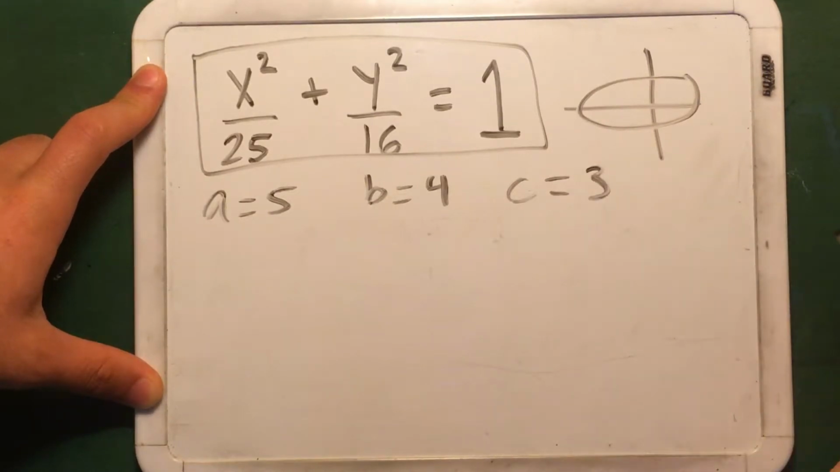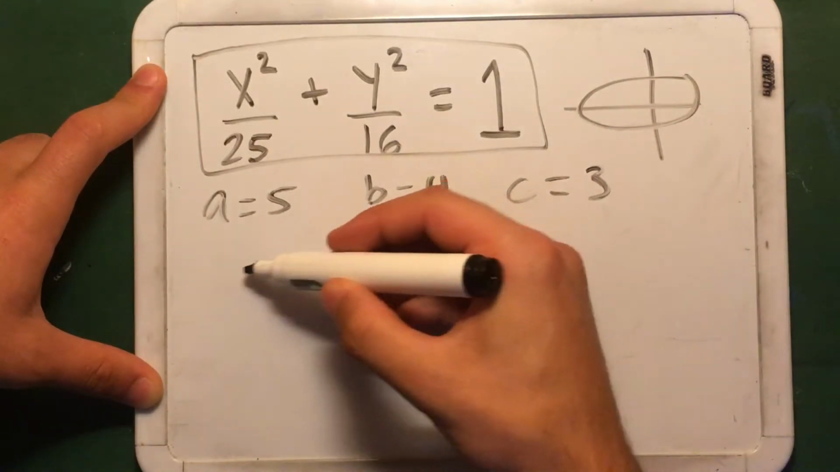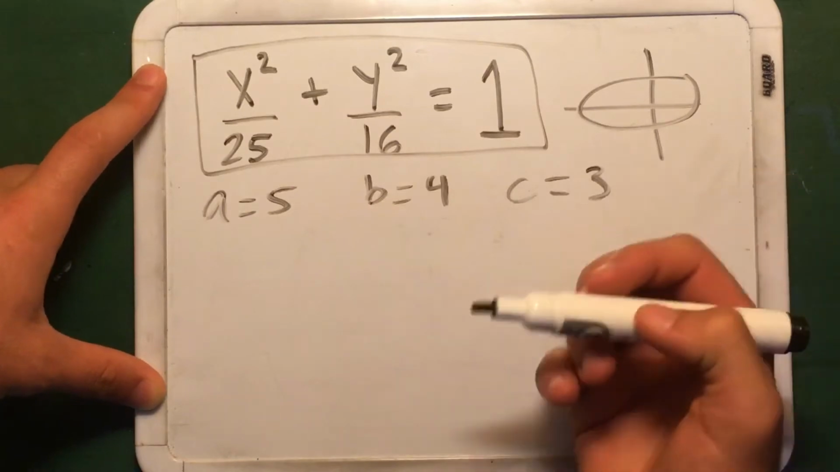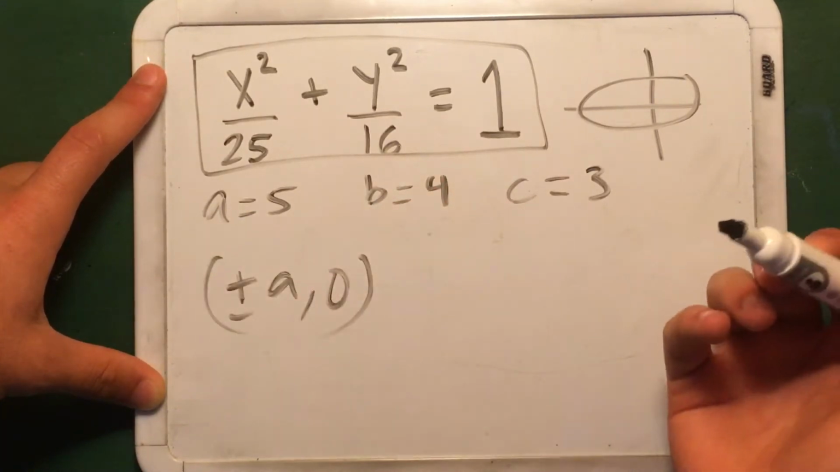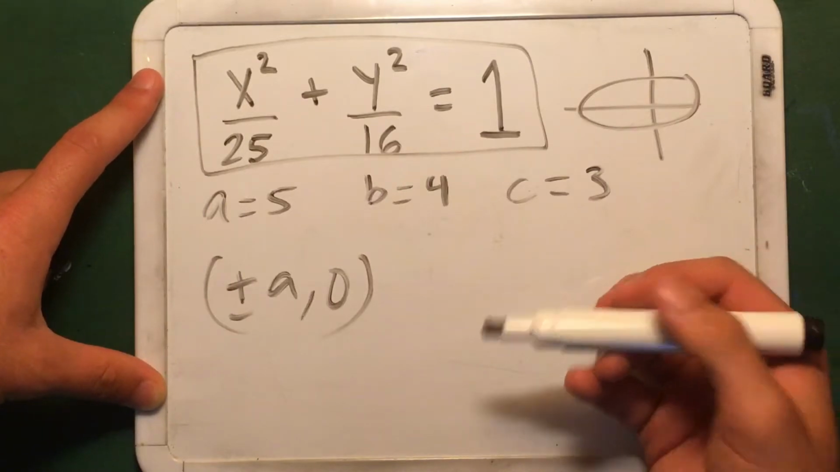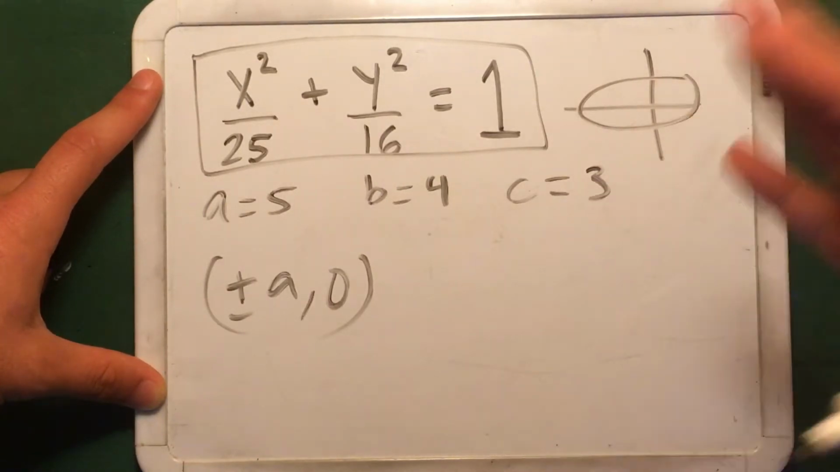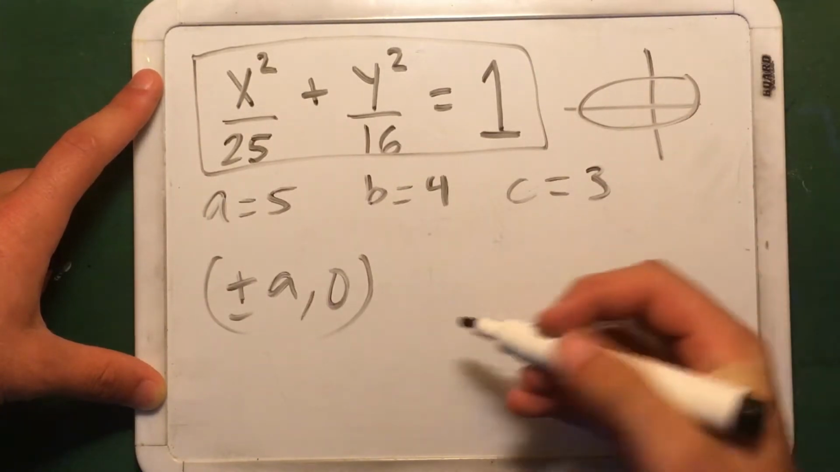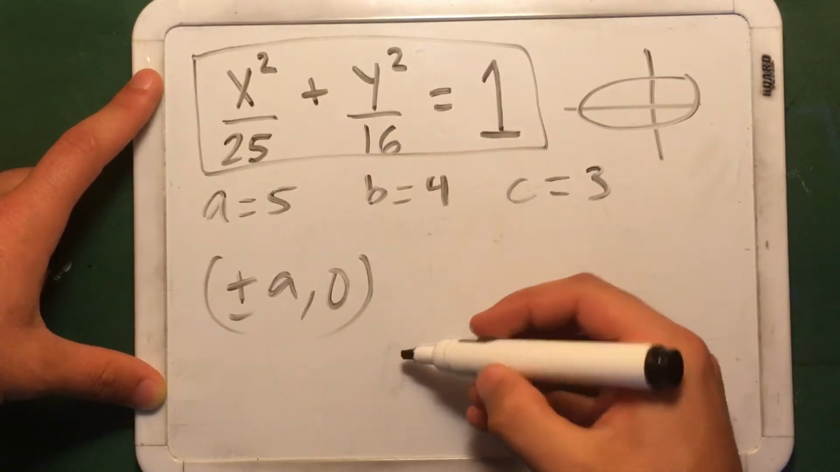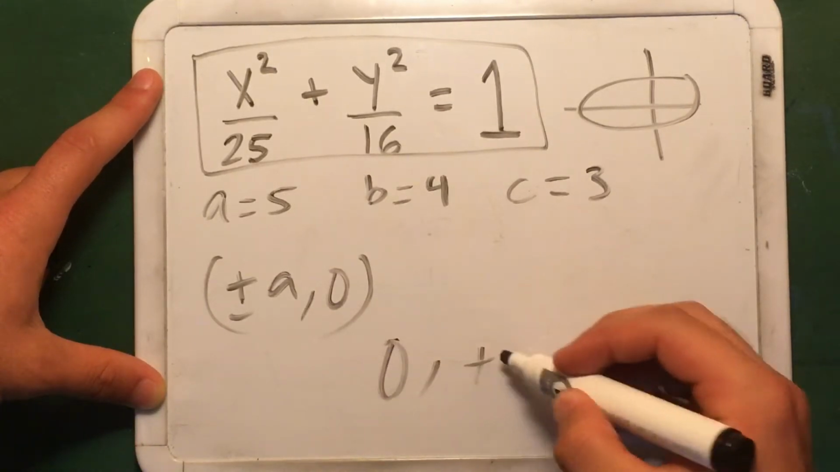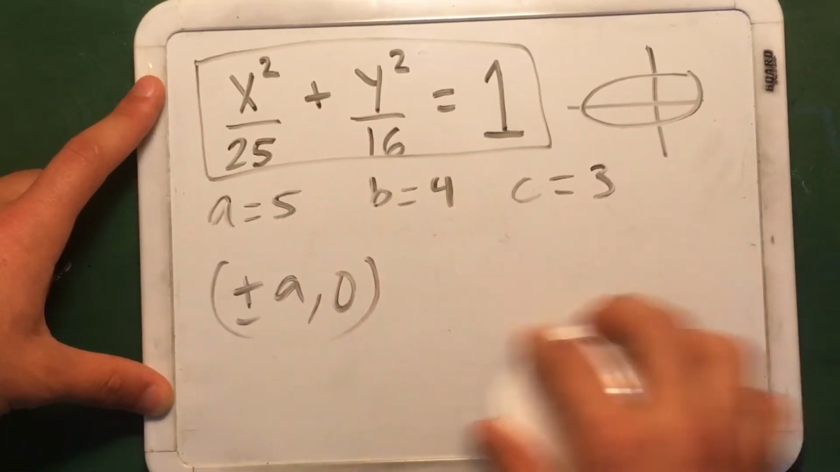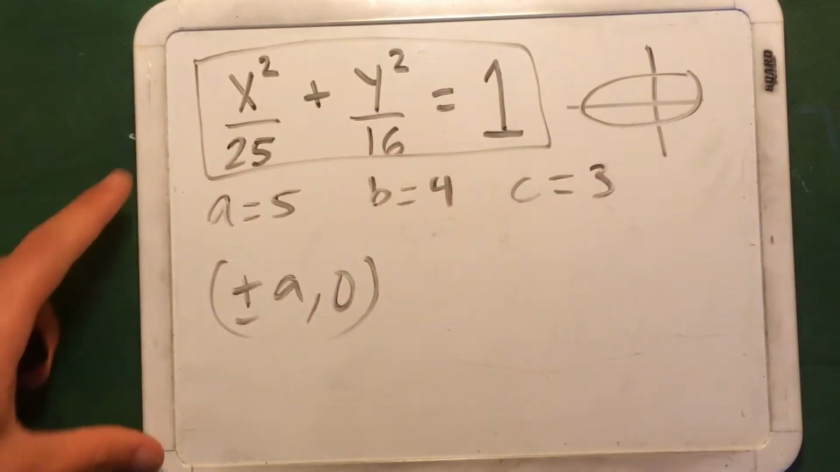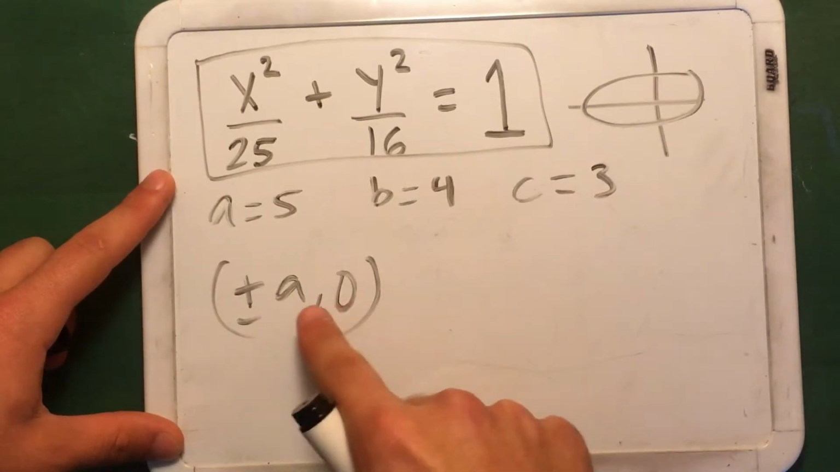So C is 3. You could tell the vertices of a horizontal ellipse are plus or minus a comma 0. And if you want to find the vertices of the vertical ellipse, which I'll show in the next video, would be 0 comma plus or minus a. See, they switched. However, we're focusing only on this horizontal ellipse. So vertices are going to be plus or minus a comma 0.